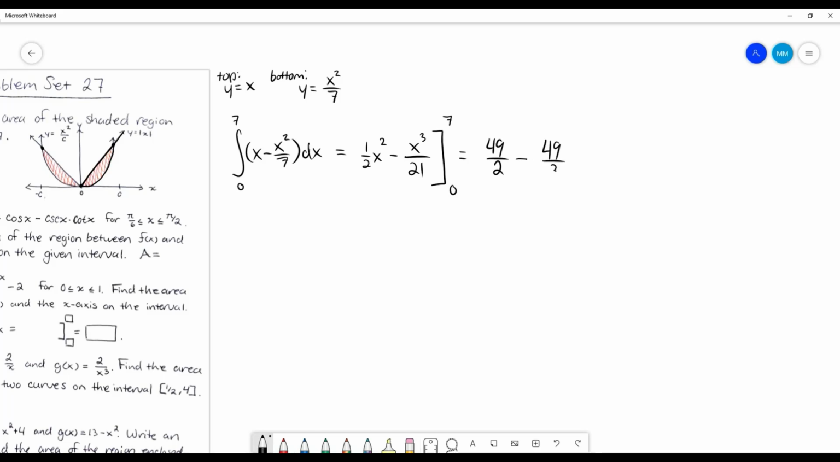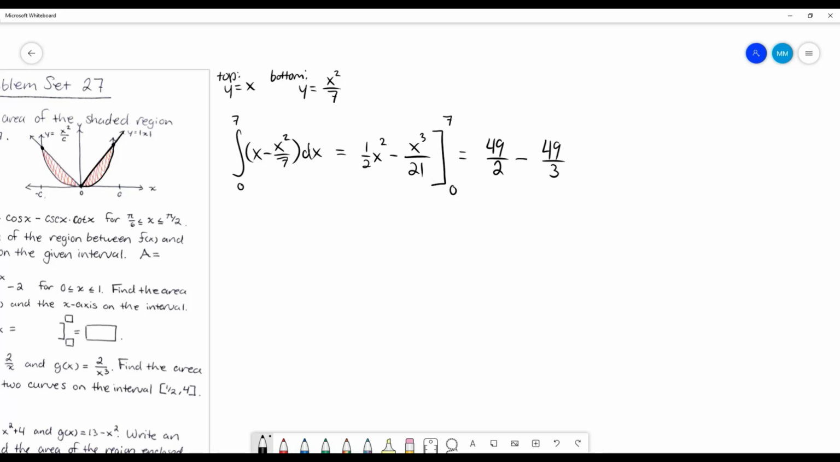And that's obviously a lot simpler to think about than 343 divided by 21, right? Just put it in lowest terms. Next, we have to subtract all of this with our lower bound plugged in. Luckily for us, if I plug in my lower bound here, it's a 0. Same here, which means we're just subtracting 0, which changes nothing.